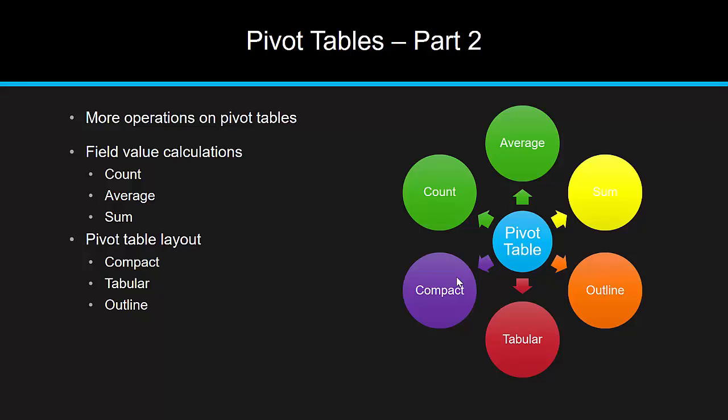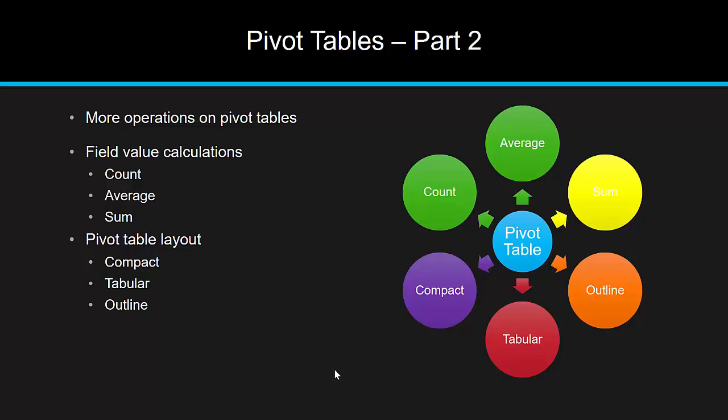Welcome back to our video tutorials on pivot tables. We're now going to look at field value calculations. These are things like count, average, and sum. We're also going to be looking at pivot table layout. The three layouts that we have for pivot tables are compact, tabular layout, and outline layout.